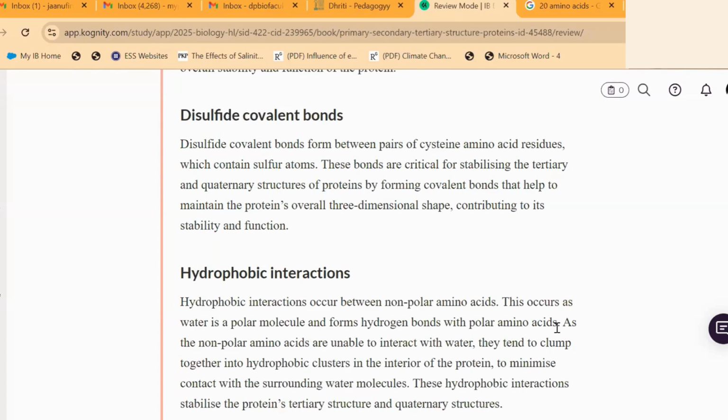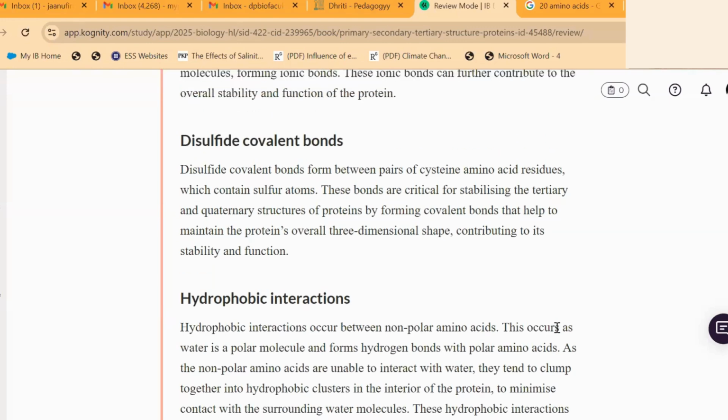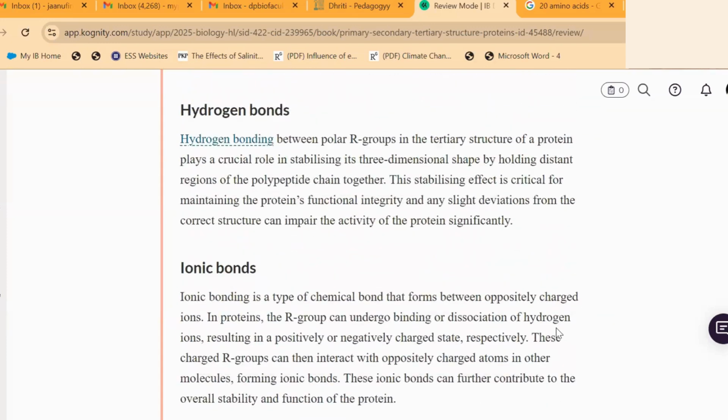You get it? Can you repeat the thing for hydrogen bonding again? Hydrogen bonding is formed between the polar R groups of the polar amino acids in the tertiary structure of a protein, and it maintains the 3D structure by making all the distant amino acids come together. This is what forms a globular protein. So the tertiary structure is the globular protein.